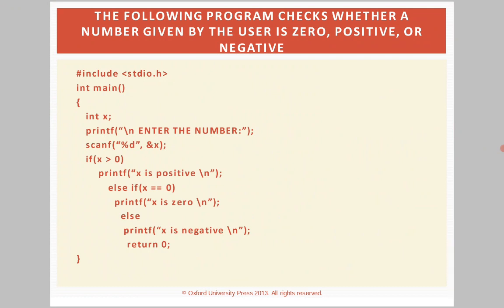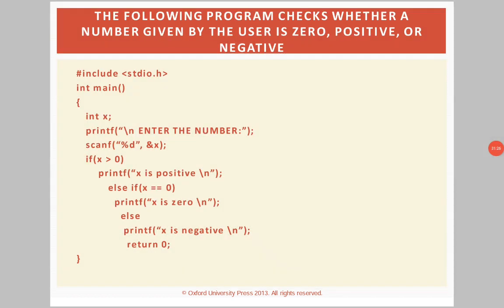So this is the example program. The following program checks whether a number given by the user is 0, positive or negative. A positive number means greater than 0. A negative number means less than 0. So by using multiple if statements or if else if statements.